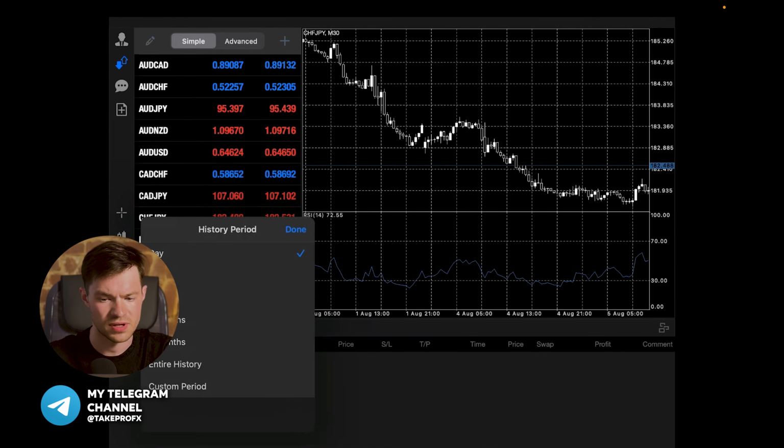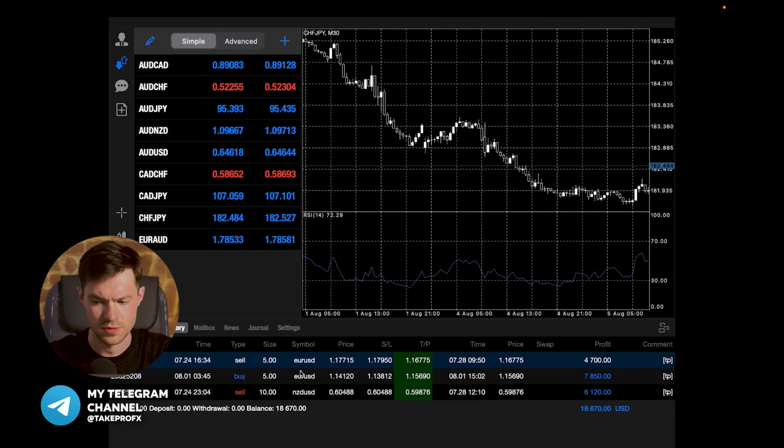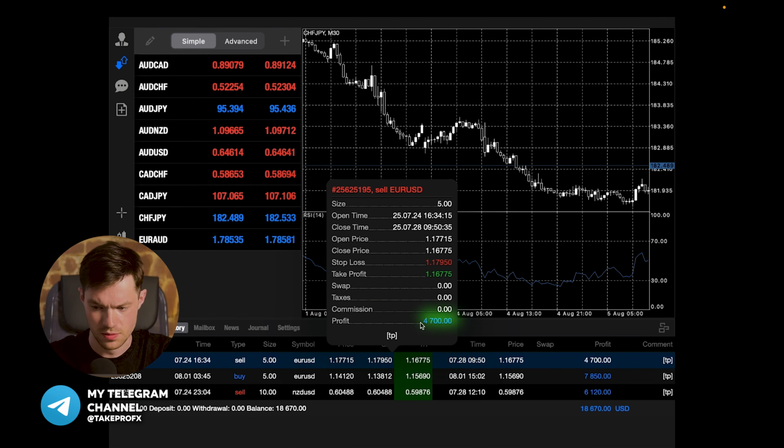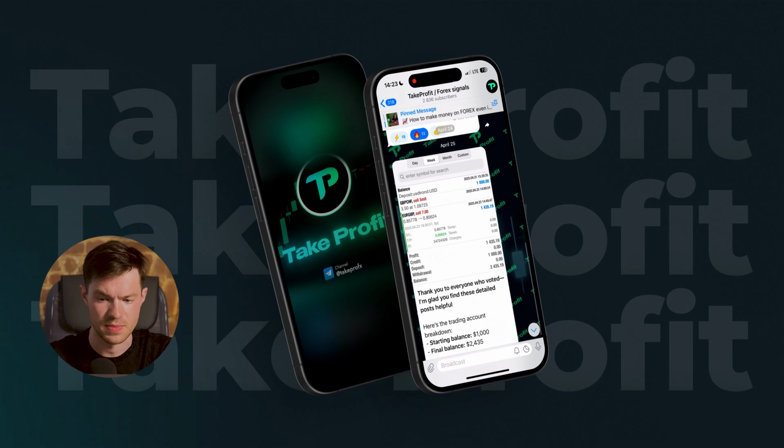Before we continue, I would like to show you this position again, but already in the MetaTrader terminal. Here is this trade on the euro dollar with a profit of 4700. All the trades, as I said, were published in my Telegram channel.